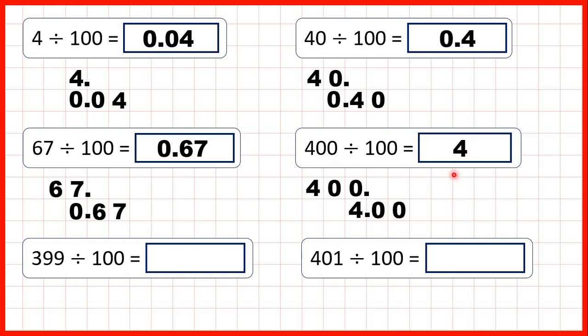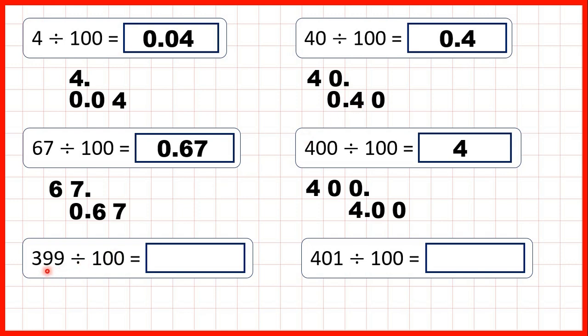Now notice our answers so far. When we had 4 ones and we divided by 100, we got 4 hundredths. When we had 4 tens and divided by 100, we got 4 tenths. And when we had 4 hundreds and divided by 100, we got 4 ones. That's because dividing by 100 is like dividing by 10 and then dividing by 10 again, so the digits move 2 place values to the right.